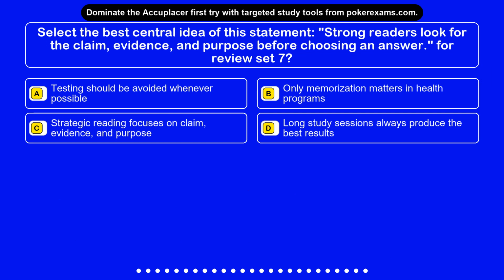Question 13. Select the best central idea of this statement. Strong readers look for the claim, evidence, and purpose before choosing an answer for review set 7. Option A. Testing should be avoided whenever possible. Option B. Only memorization matters in health programs. Option C. Strategic reading focuses on claim, evidence, and purpose. Option D. Long study sessions always produce the best results.